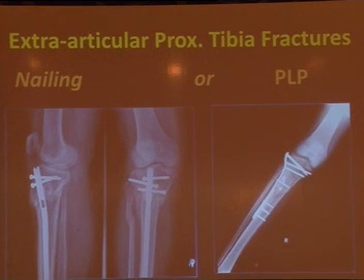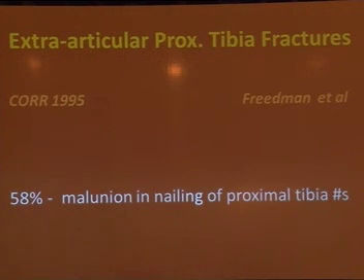Then surgery has been called the gold standard nowadays. Yes. Is it a nail with screws or a plate with screws? So the options are there. Malunion is a common complication of nailing, that is, when you nail these fractures. 58%, as I say, 58% have been reported in 1995. This is a small series of 16 cases by Friedman.